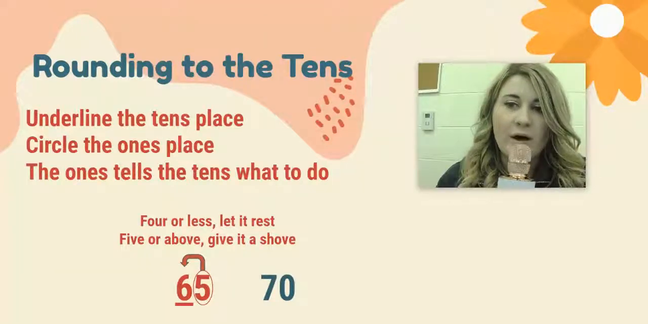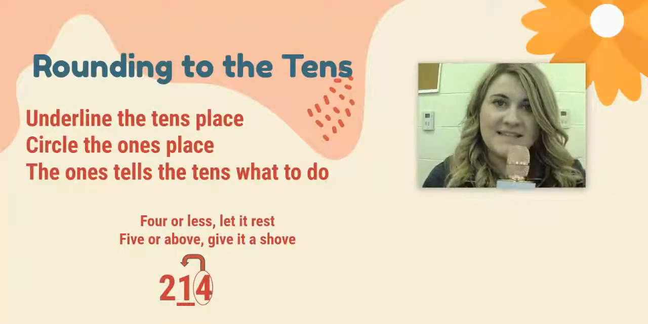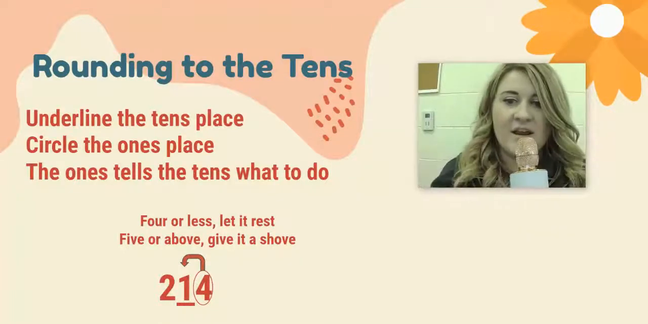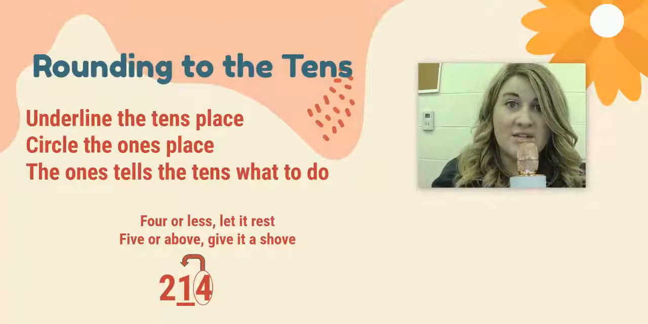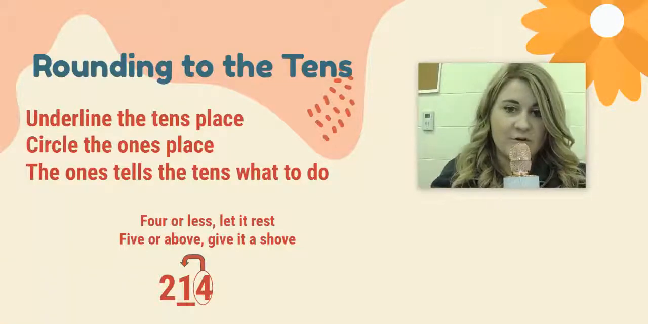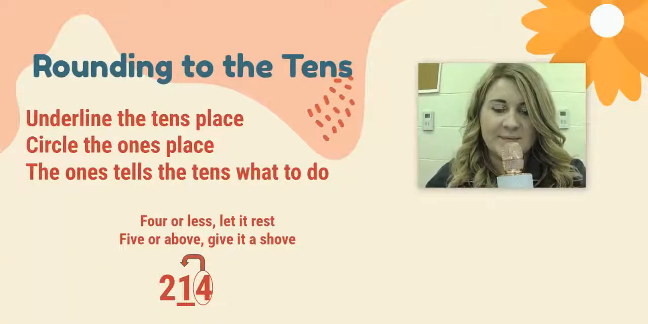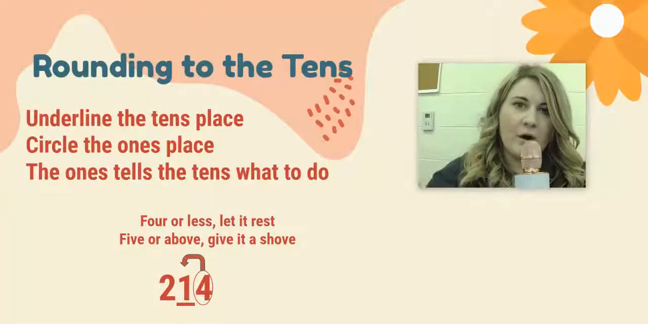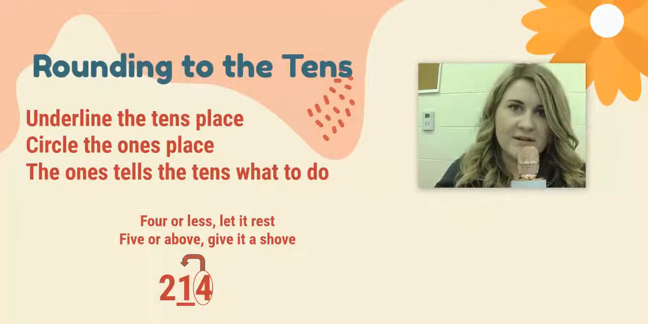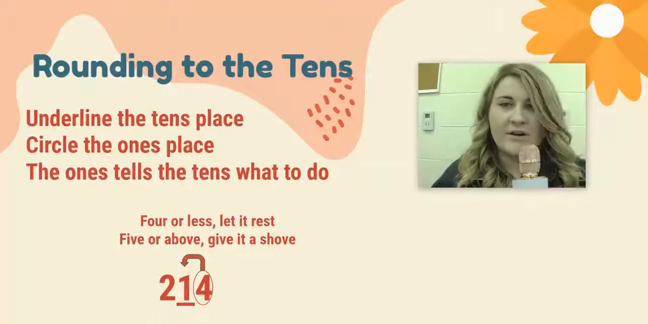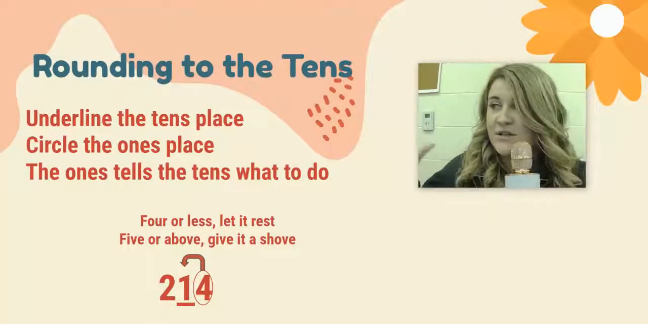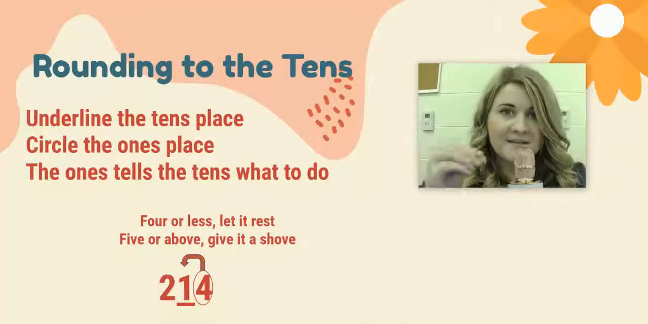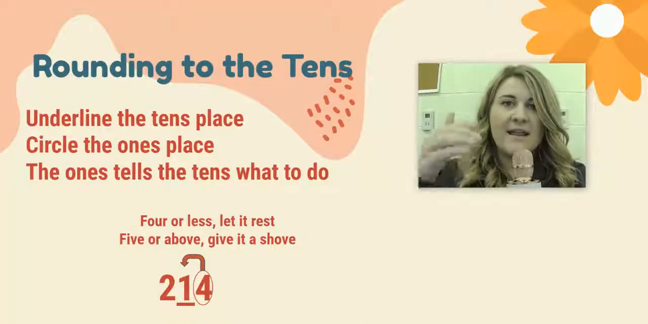Now, let's look at what it looks like to round to the tens place with a 3-digit number. It's the same thing. The only difference is now that we have a 2 in the hundreds place. We're going to get to that, don't worry. Let's underline our tens place still and circle our ones because we're rounding to the tens place. You always underline whatever place you're rounding to. If you're rounding to the hundreds, you underline the hundreds. If you are rounding to the thousands, you underline the thousands. But we are rounding to the tens right now, so we are underlining the tens place.